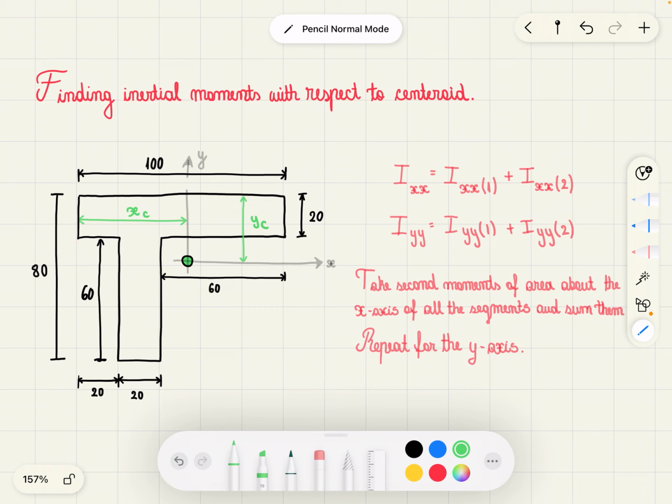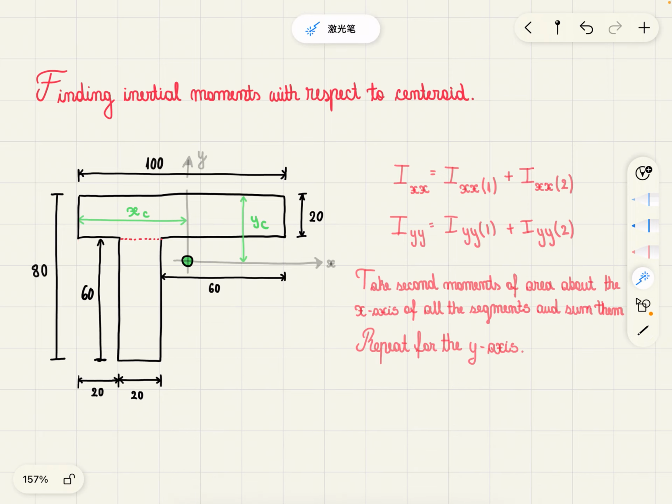So, firstly, we want to find xc and yc. We can do this in two quick steps. First, split the cross-section into two segments and then find the centroid of each one. We know that the centroid, centre of gravity, is going to act at the geometrical centre of each shape.